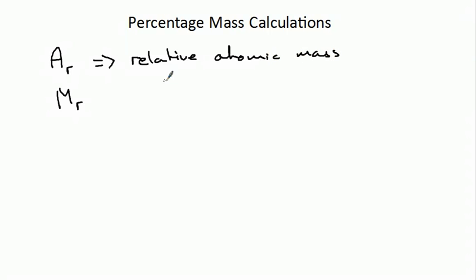Hi, this video is going to be about percentage mass calculations, and for this, we need to be able to understand what AR and MR stand for. AR is the relative atomic mass, and MR is the relative molecular mass. We talked about these in previous work.